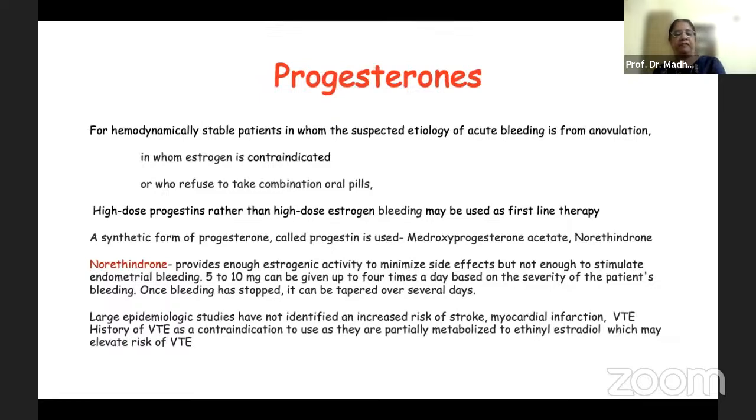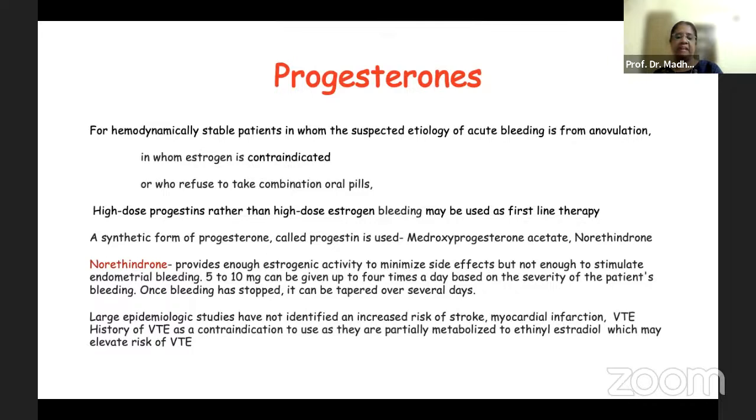Now, the other group of drugs that we commonly use to control AUB is progesterones. They are usually used in hemodynamically stable patients in whom the suspected etiology is anovulation. They are used in patients in whom estrogen is contraindicated, or sometimes patients have a taboo and don't want to take oral pills. In these pills, we use high-dose progesterones to control their bleeding as first line. And we use a synthetic form of progesterone called progestins, like medroxyprogesterone acetate (MPA) or norethindrone. And this has got excellent control.